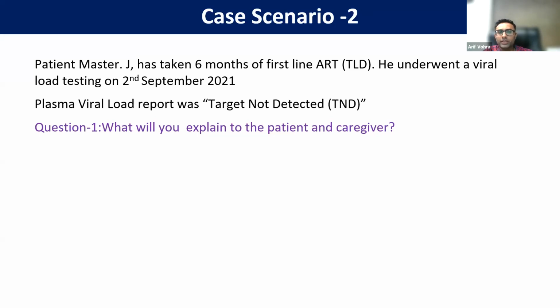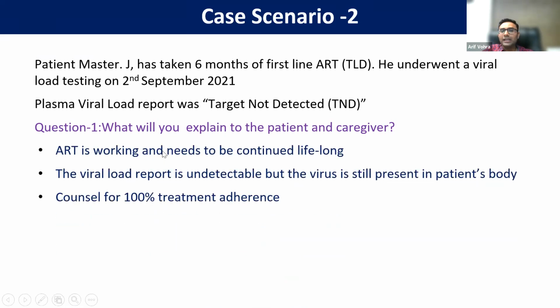So the viral load report says target not detected. What will you explain to the patient and caregiver? That ART is working and needs to be lifelong. If the ART is working, that's why it is target not detected. That doesn't tell you that the virus has been cleared from the body. It may still be harboring in the liver, brain, lymph node, bone. These are the areas where the virus goes and resides, and you may find target not detected in the blood.